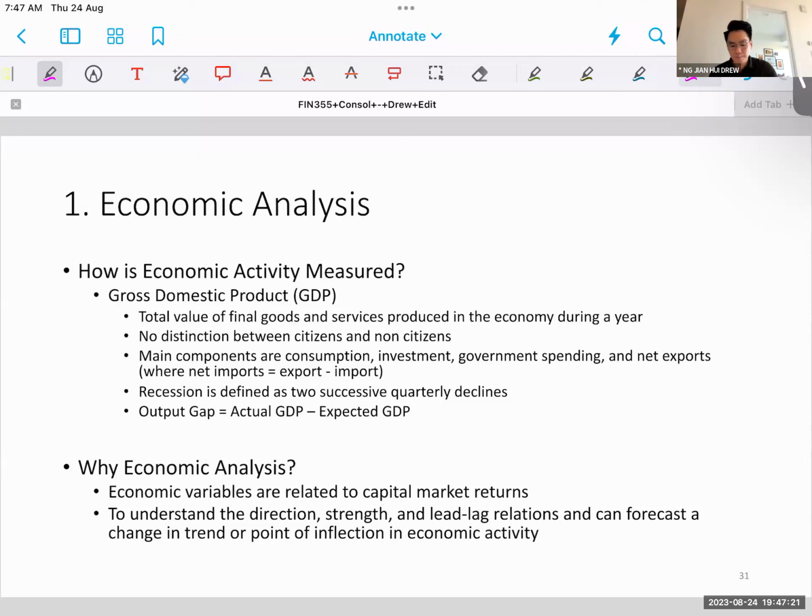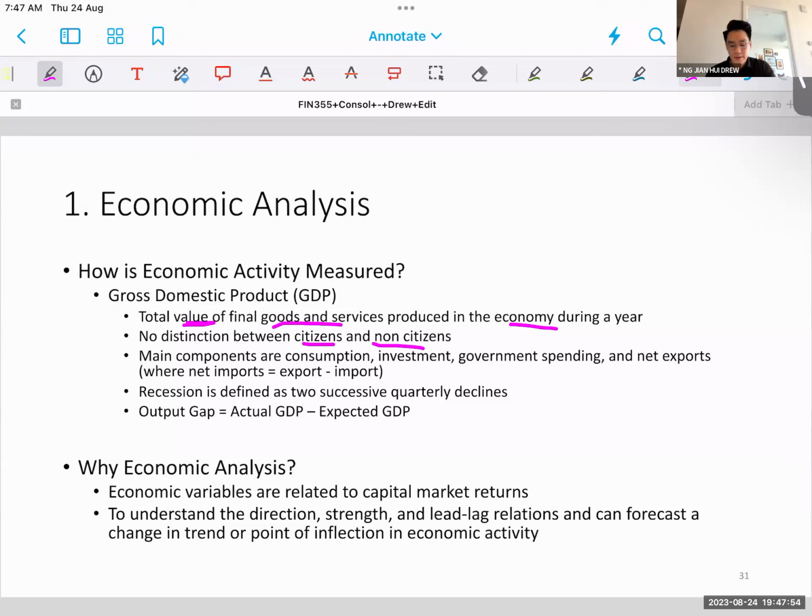The reason we are looking at it is that it gives a very good overview of the total value of goods and services produced in the economy. Of course, you can look at GDP per capita, which is better because you divide it by the population. And it does not distinguish between seasons and non-seasons. It's just a country-level measure, which is what we want, because we're doing economic analysis now.